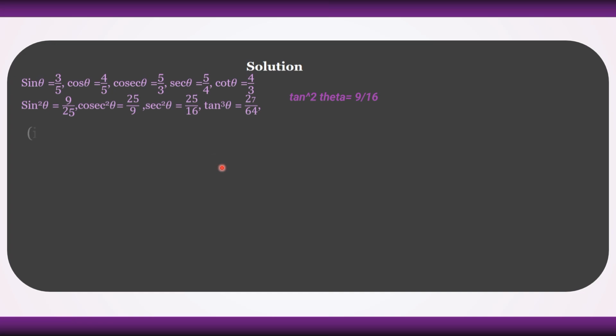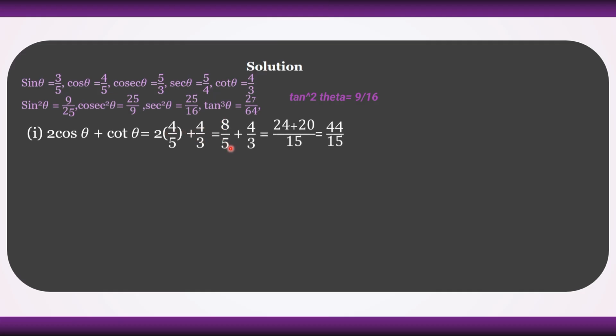And let's start solving our question. The first one is 2 cos theta plus cot theta. We have our cos theta here, which is 4 over 5. And we have our cot theta here, which is plus 4 over 3. Now let's expand this. We are going to have 8 over 5 plus 4 over 3.